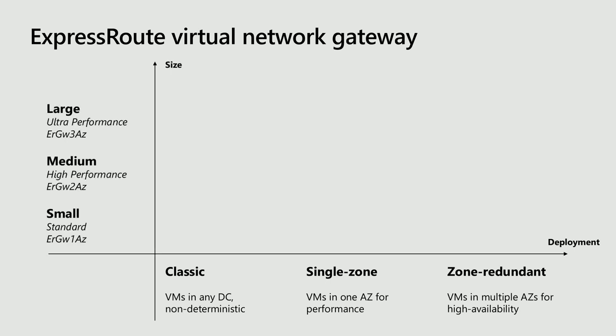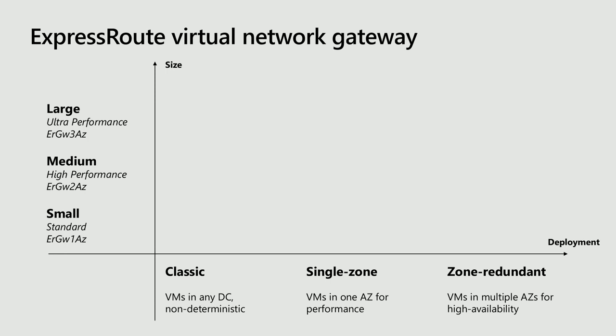Another dimension is the VM size. We have 3 VM sizes: small, medium, large. Depending on the deployment type, the SKU names are different. If you have a classic, it's a standard, high-performance gateway and ultra-performance gateway. And for the other 2, you have an ER gateway 1, 2, 3.